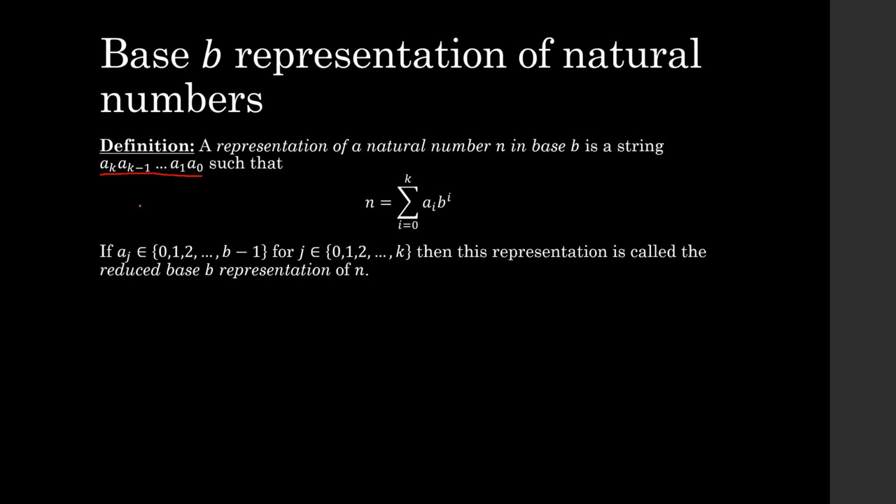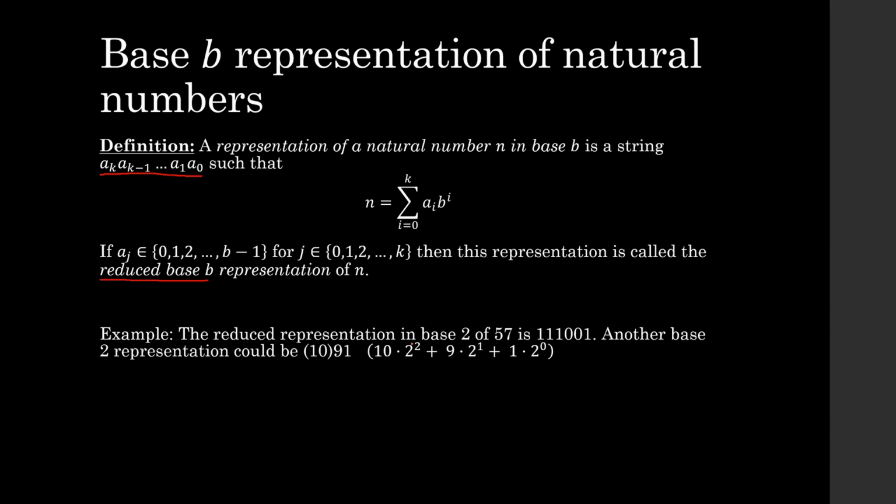And we say that if each of these terms in the string belongs to this set here, so basically if they're smaller than b, so they're either 0, 1, 2, all the way to b minus 1, for each of those terms, then this representation is called the reduced base b representation of n, and that's usually the one we'll be considering. The reduced one is usually more important than the other base representations.